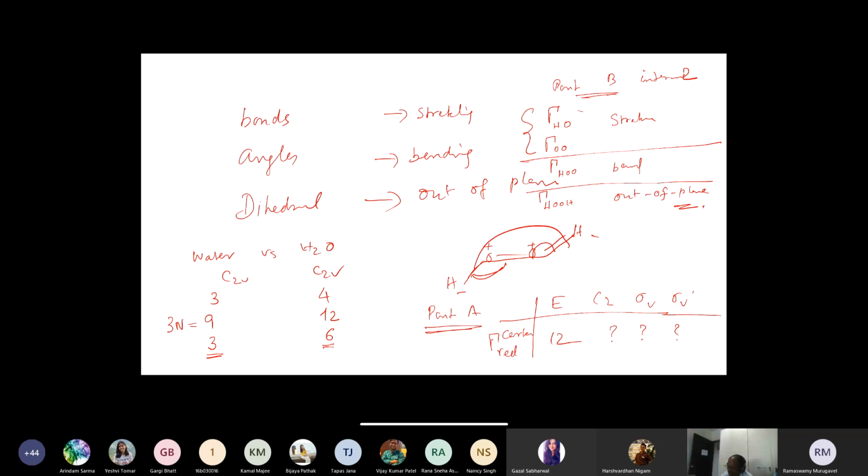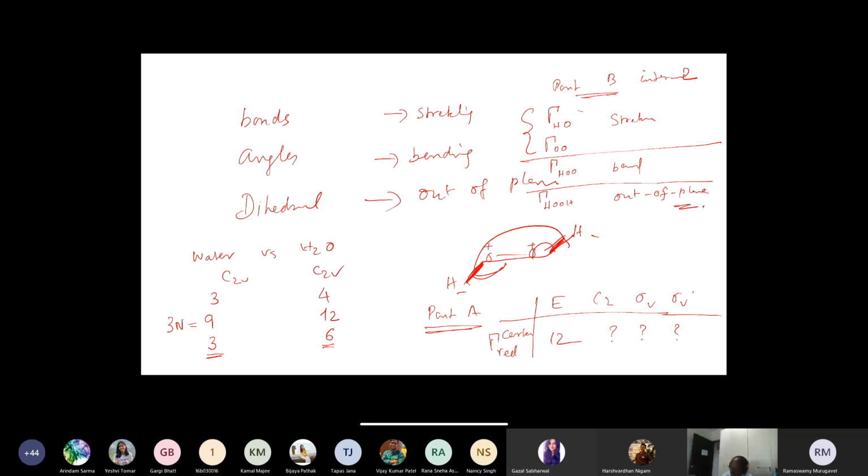All you need is to write the character table for C2V, which I think now you should remember by heart. 1 1 1 1, 1 1 minus 1 minus 1, 1 minus 1 1 minus 1, 1 minus 1 minus 1 1. Okay, so that's the C2V character table. Then now you can do the OH. You can take hydrogen peroxide and operate only on these 2 bonds.